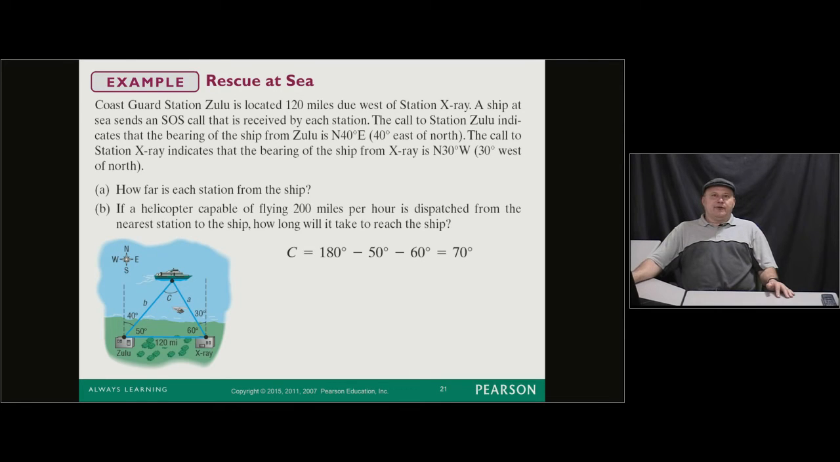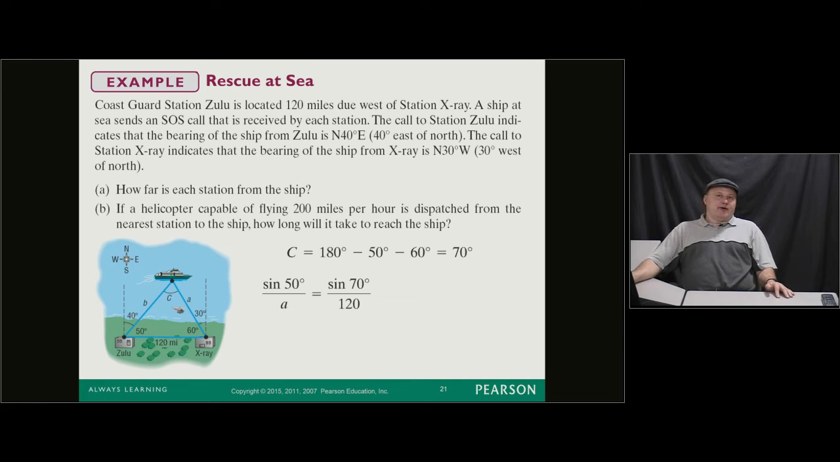Now angle C, the one right below the ship there, is going to be 180 minus 50 minus 60 degrees, which is 70 degrees. Remember, these east to west angles are 50 degrees because that one bearing is north 40 degrees east, and the other one was north 30 degrees west, which makes the other angle 60 degrees. And so that makes the angle at the top 70 degrees.